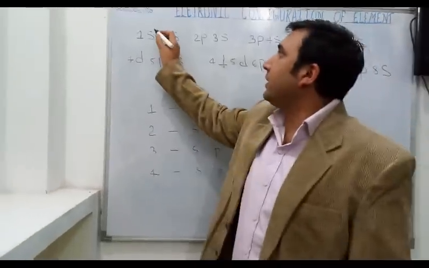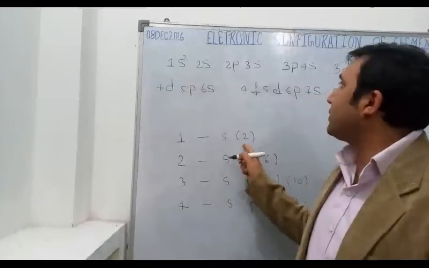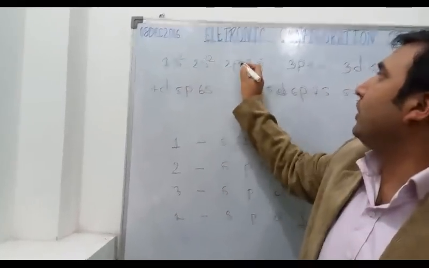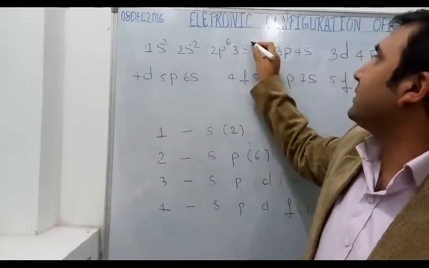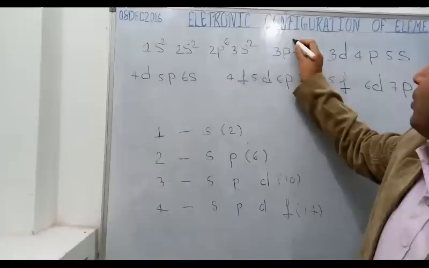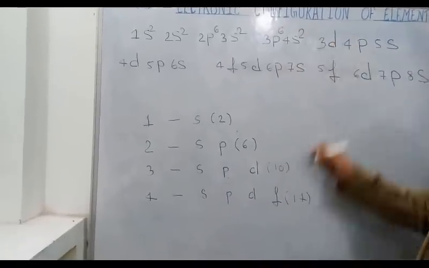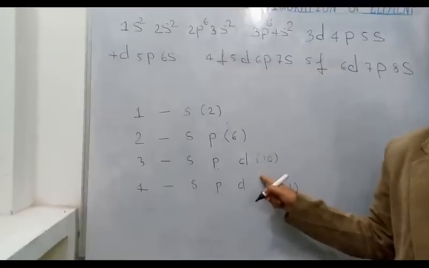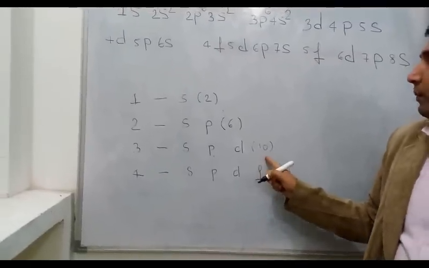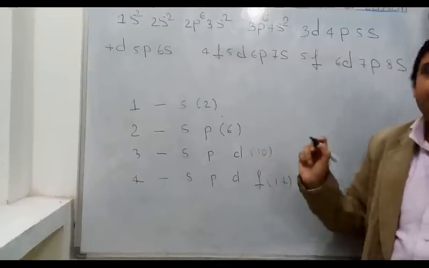So what will we write here? 1s2, because 2 electrons are there. In s2, in p how many electrons? 6. In s how much? 2. See here, in d how many electrons? 10 electrons. We have to remember that in d there will be 10 electrons.